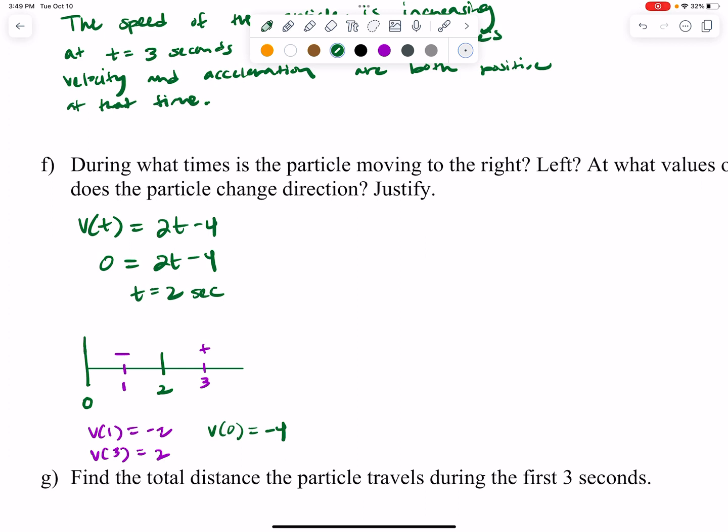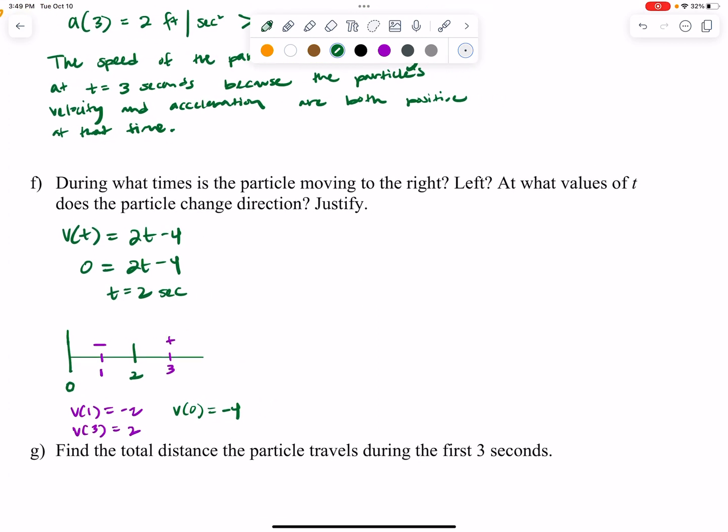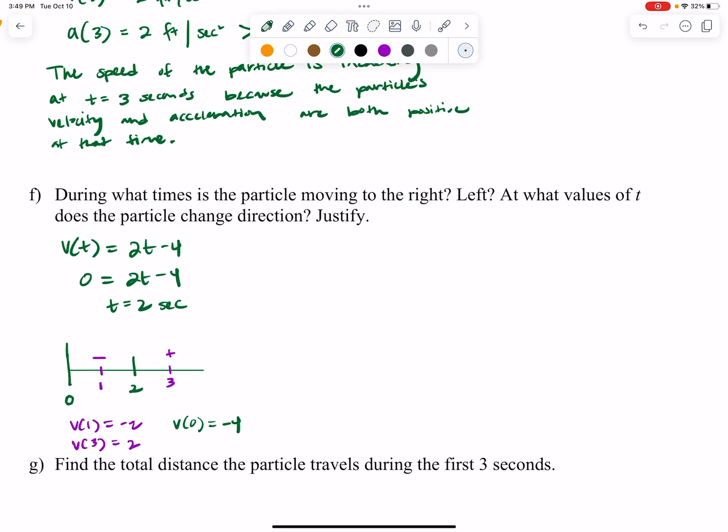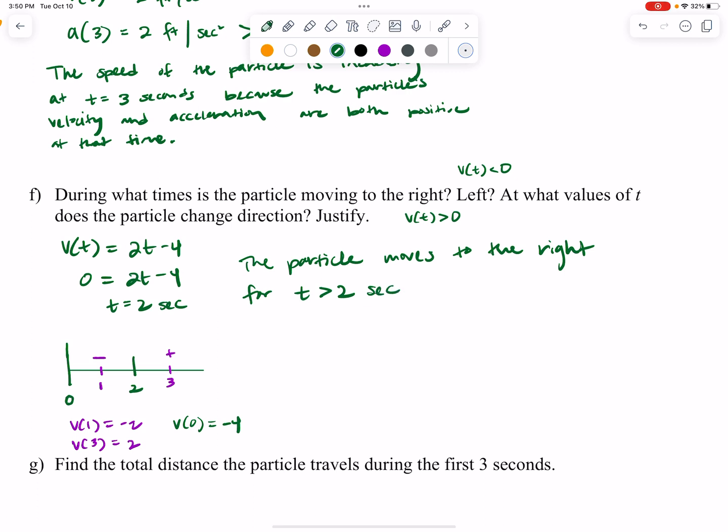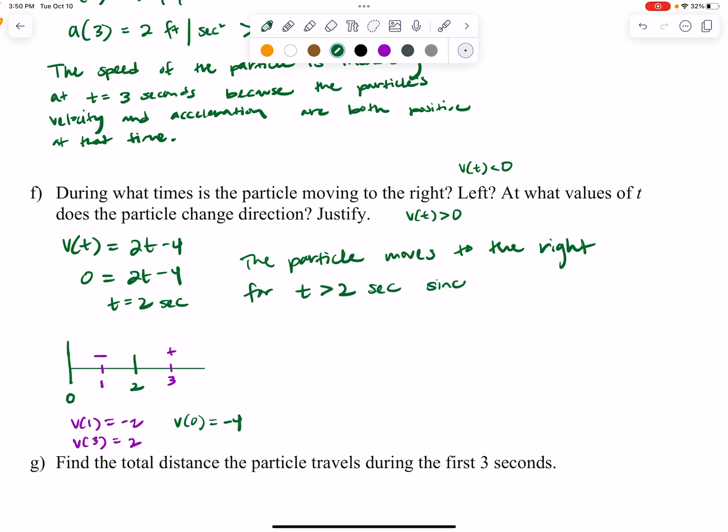So we're going to use a half-open interval here to describe when the particle is moving to the left. To the left would be whenever v of t is negative, and to the right would be when v of t is positive. So we could say the particle moves to the right for t strictly greater than 2 seconds, since v of t is greater than 0 on this interval.